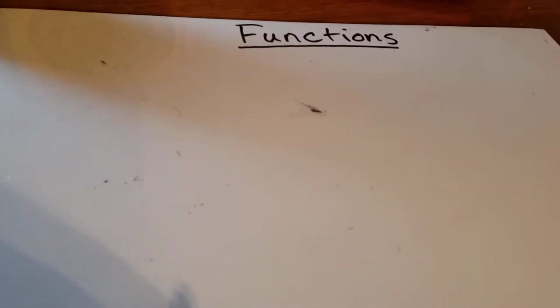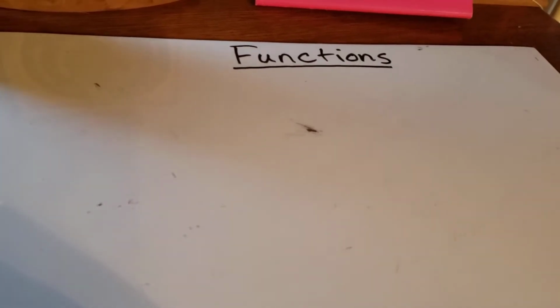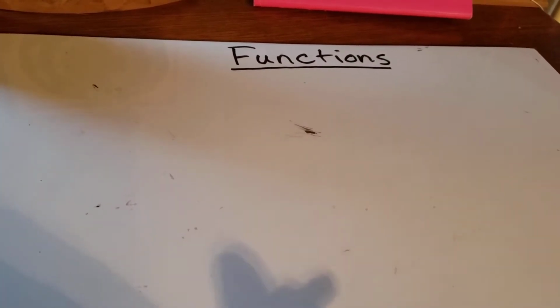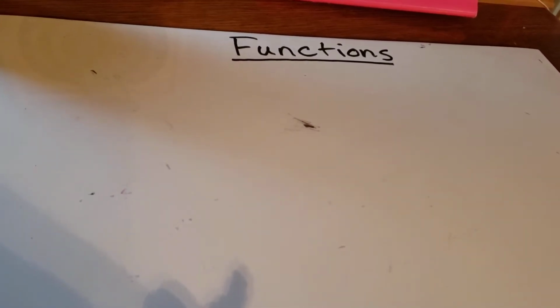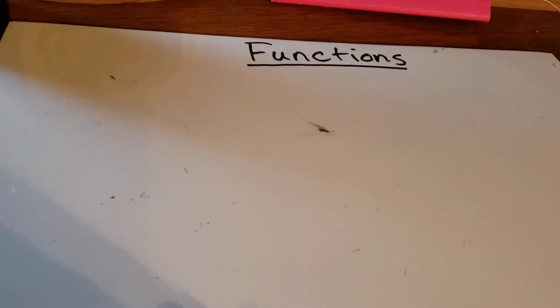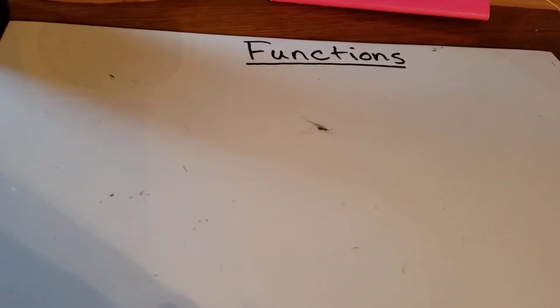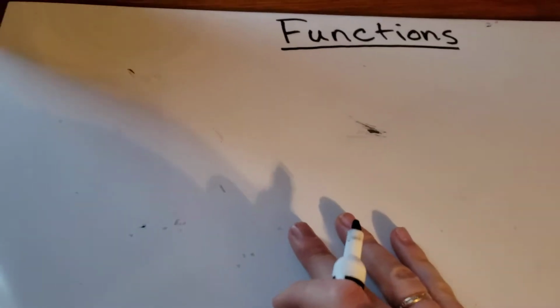All right, so today's lesson is all about functions. A function is a fancy word for a relationship between two things. And you've actually dealt with functions before in the form of in-out tables. An in-out table is where we have an input, we do something to it, and we get an output. So let's just start off with a real-world example.